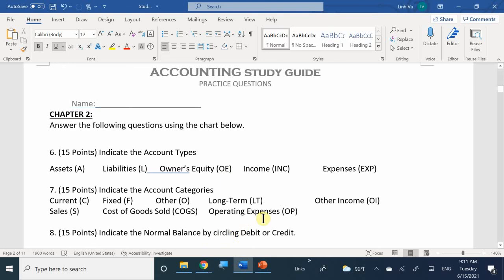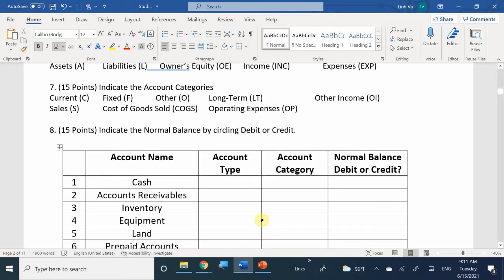Now, how I'm going to test you on everything for chapter 2 is exactly like this. I'm going to give you a table. I'm going to give you an account. The account will have a brief description of what it is. And what I'm going to ask you is to determine what account type it is, what account category it belongs to, and what the normal balance is. So is it a debit or is it a credit balance, okay?